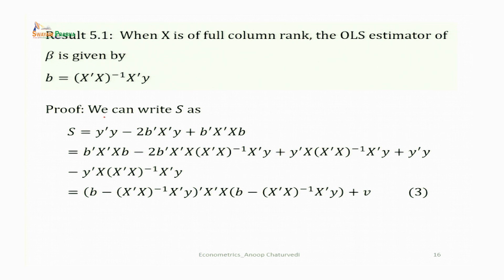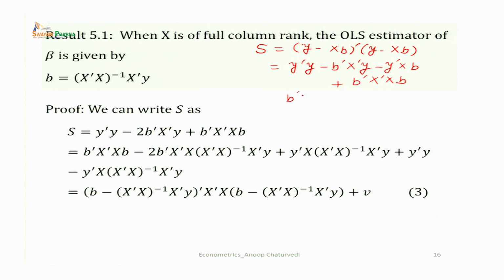To prove this result, we write S as y minus Xb transpose y minus Xb. So, you can write it as y transpose y minus b transpose X transpose y, then minus y transpose Xb plus b transpose X transpose Xb. Then b transpose X transpose y is equal to y transpose Xb, because ultimately y transpose Xb or b transpose X transpose y, these are scalars, and b transpose X transpose y is the transpose of y transpose Xb, and the transpose of a scalar is the same scalar. So, these two are the same.